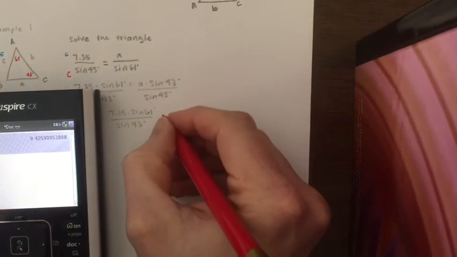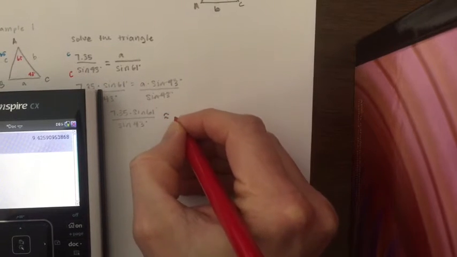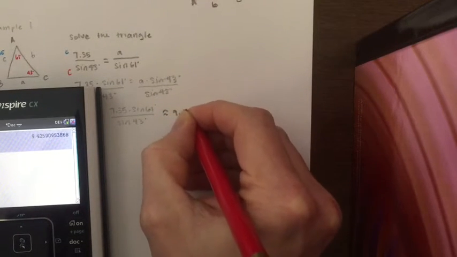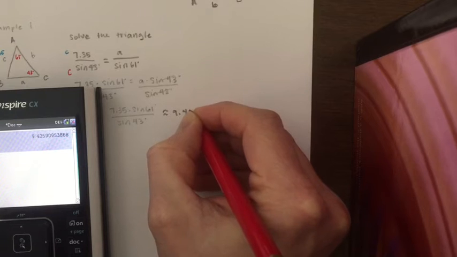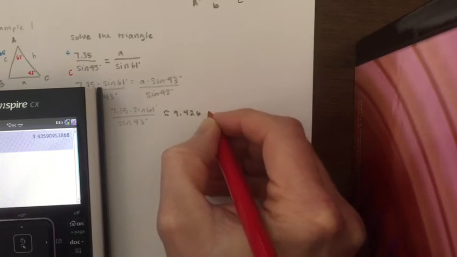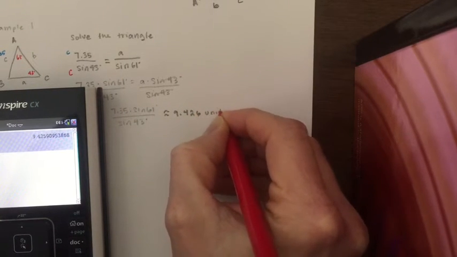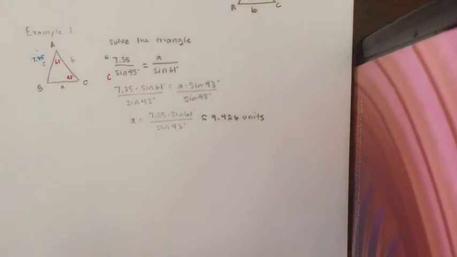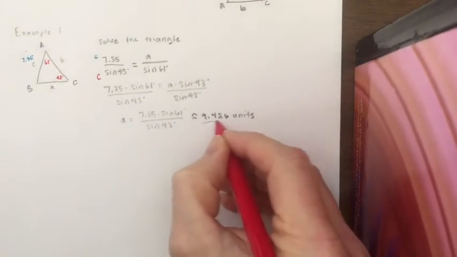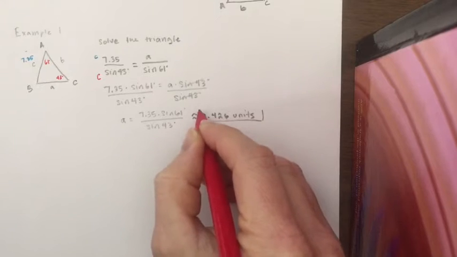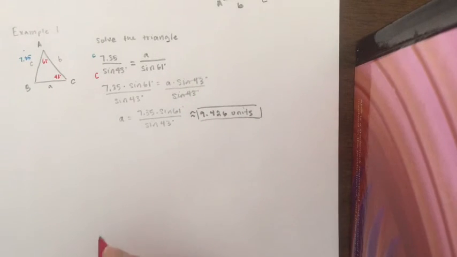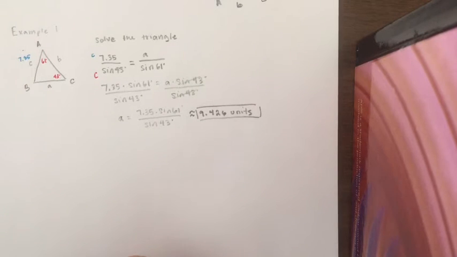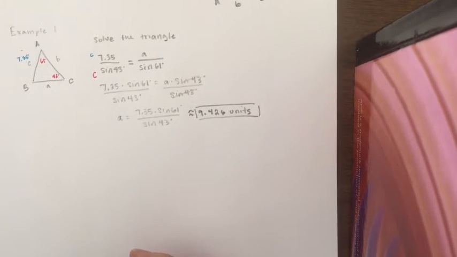So what we would say is we are approximately equal to 9.426. And then they didn't give us units either, so this is just units. All right, so we now know what A is. We're starting to get closer and closer to being done, but we're not done yet. We need to figure out what is big angle B, and then what is little side B.